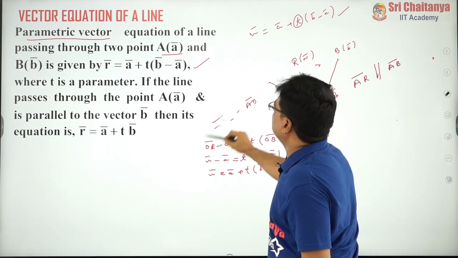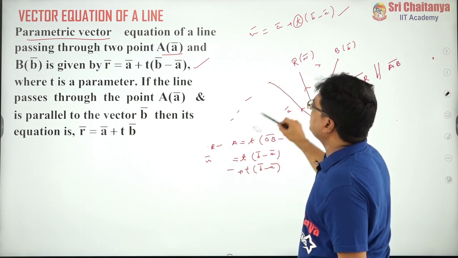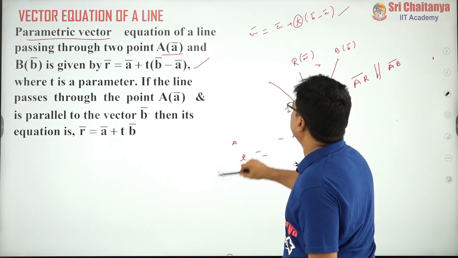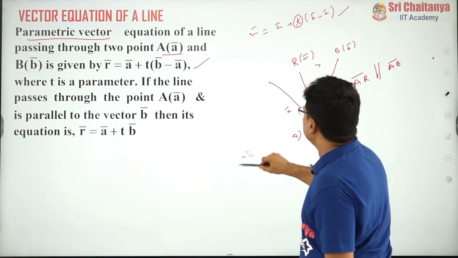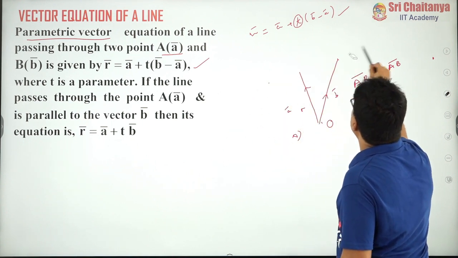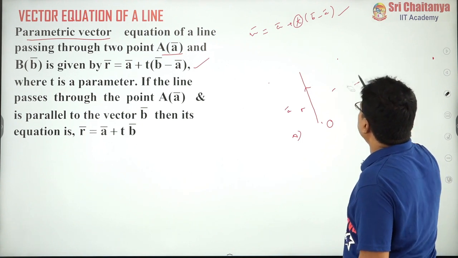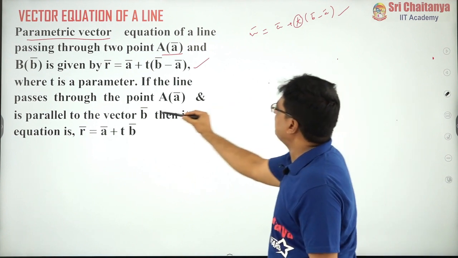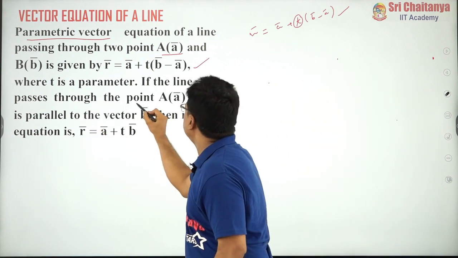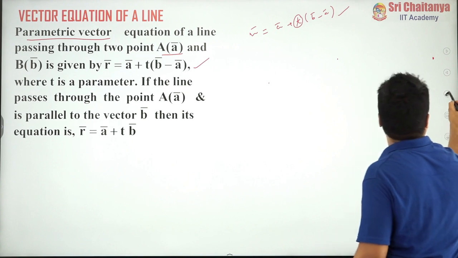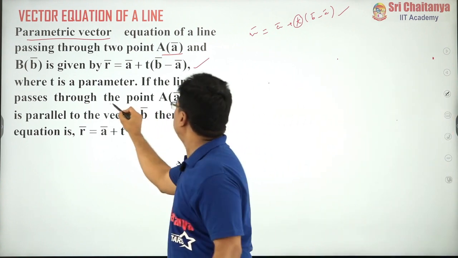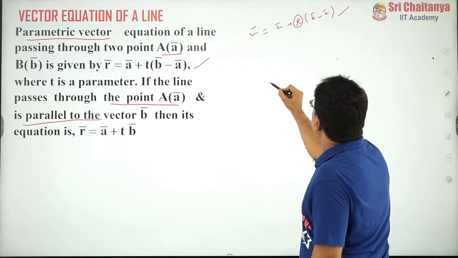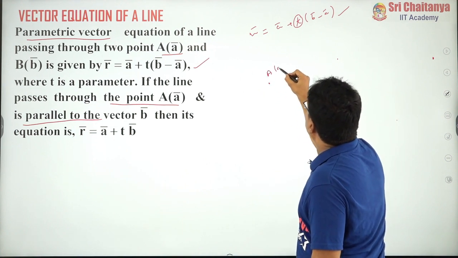And similarly, my friends, the second one is the equation of the line passing through the point capital A bar and parallel to the vector B bar. Try to understand the difference between these two. One is the equation of the line passing through 2 points, whereas in the second one, the equation of the line passes through a point and is parallel to a vector. That means, say this is my point A bar.